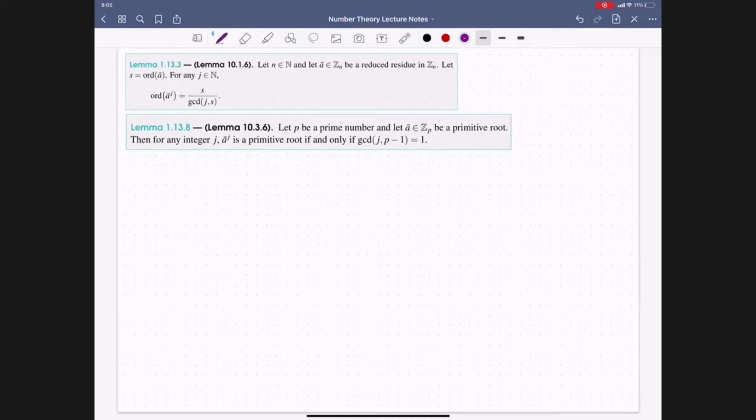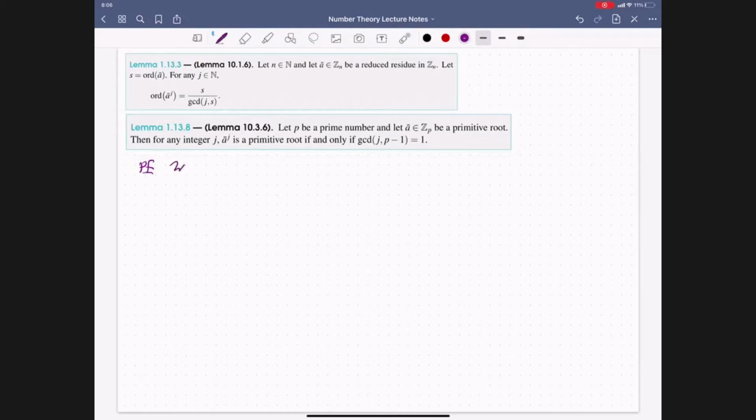So the first result we're going to prove in that direction is the following lemma. What it says is, if p is a prime number and a bar is a congruence class in the integers modulo p which is a primitive root, then for any integer j, the congruence class of a to the j is a primitive root if and only if j and p minus 1 are relatively prime. So how do we prove this? I'm only going to prove the case when j is a natural number, and the case for j being an integer will be left as a homework question.